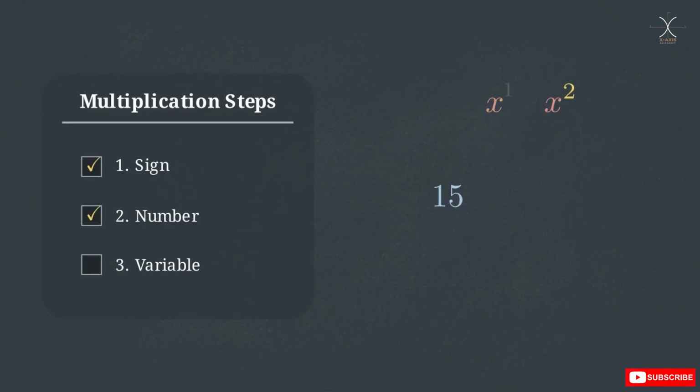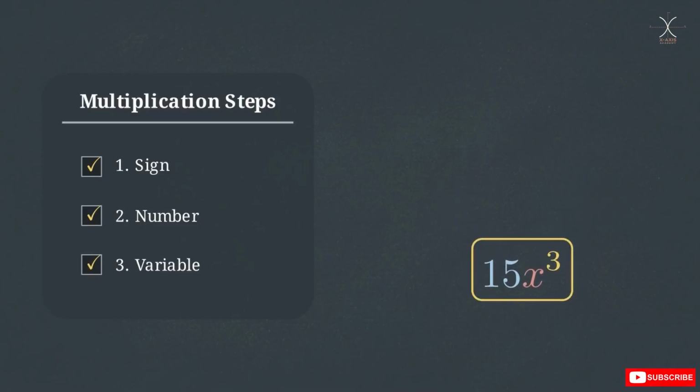Note that when a variable has no visible exponent, it implicitly carries an exponent of 1. By adding the exponents 1 and 2, we get x cubed. Our final result is 15x cubed.